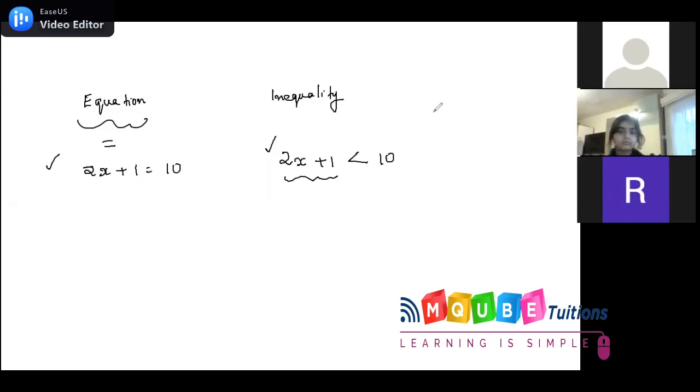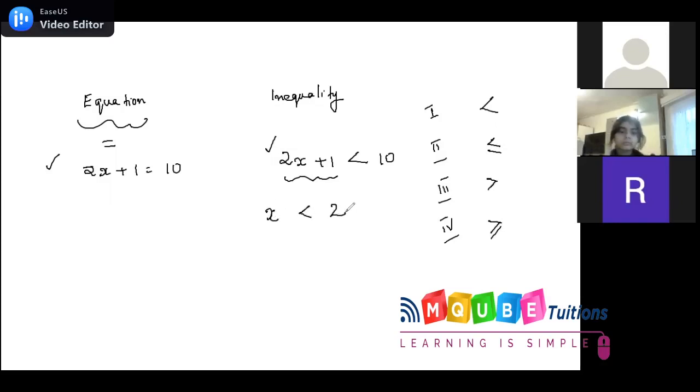So you have basically 4 inequality symbols. The first one is less than. The second one is less than or equal to. Then you have greater than. Then you have greater than or equal to. Okay? Yes. Suppose I write an example, Sachi, just observe this.